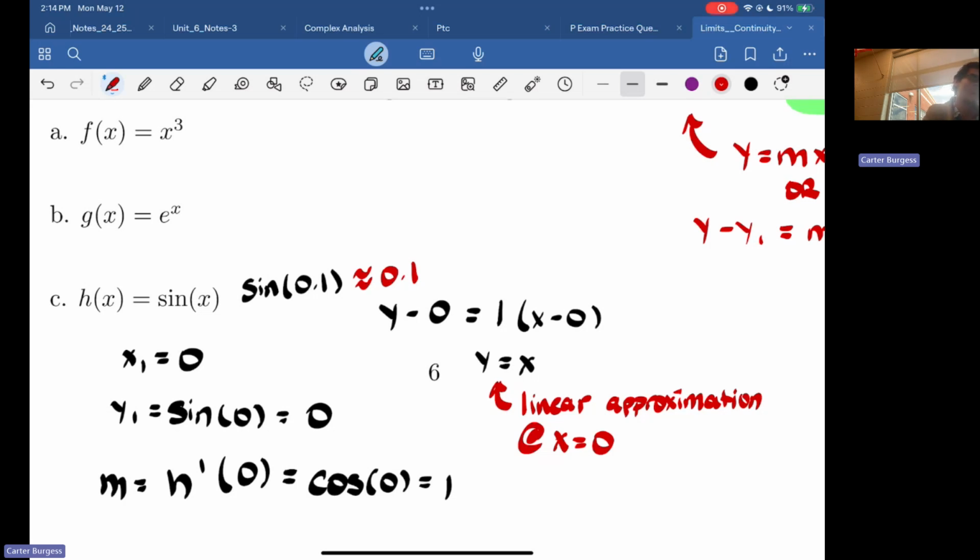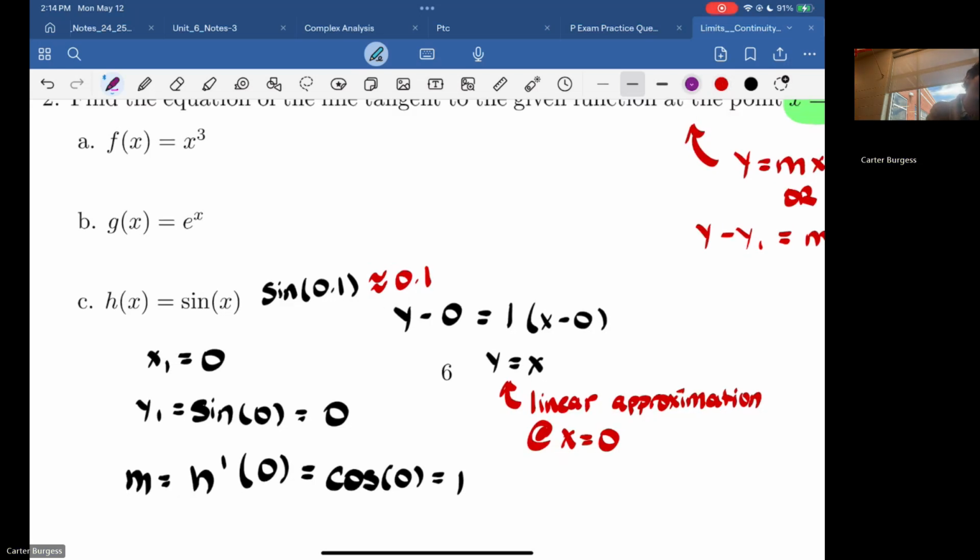The final answer would be y equals x. And then the red is just how we could use that equation, like some applications of that equation, right?